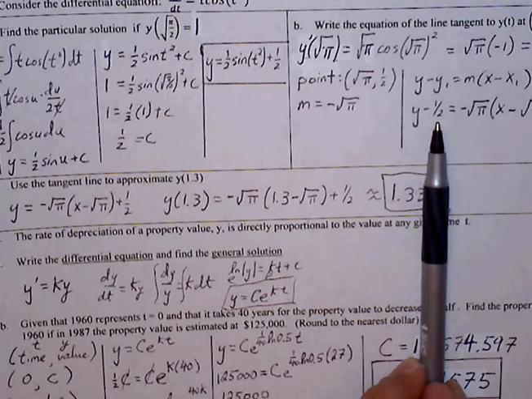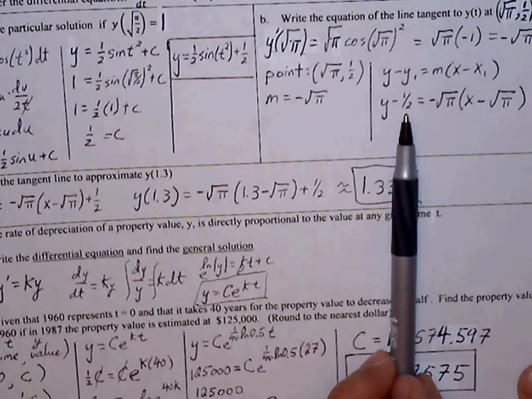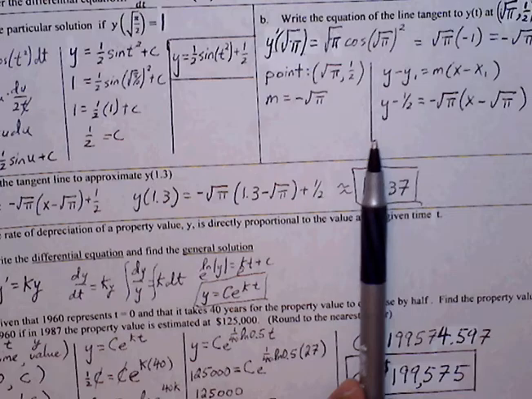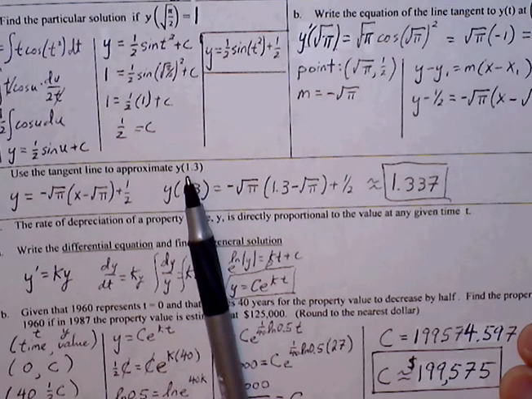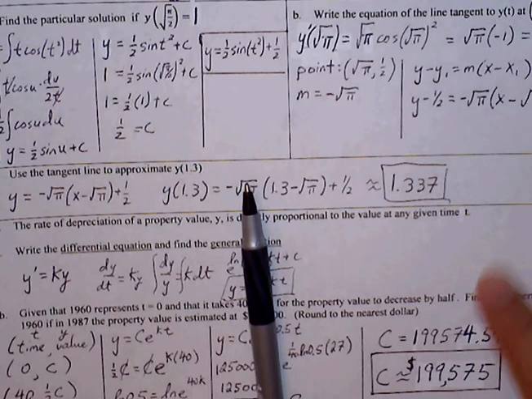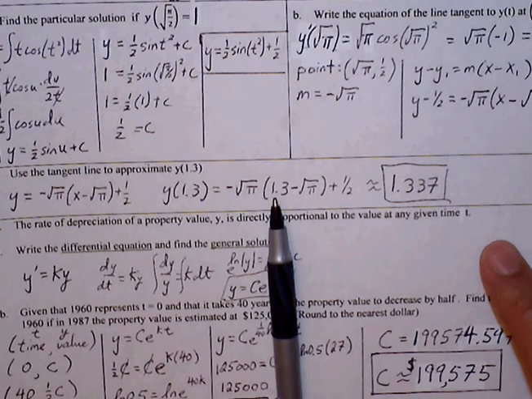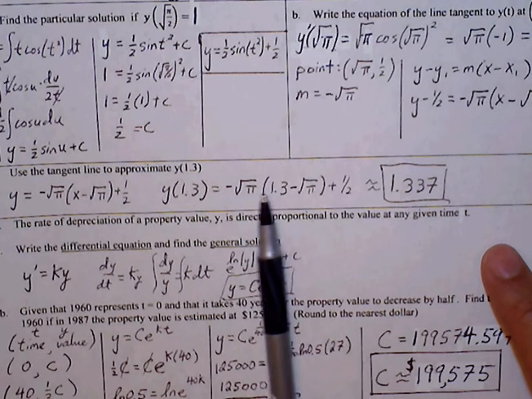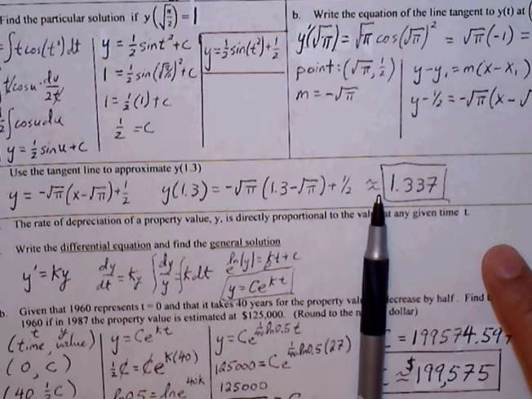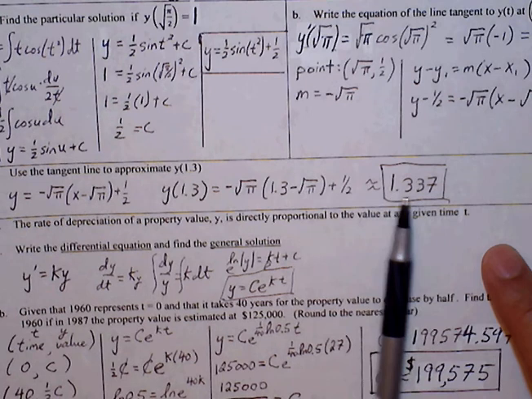Part C says use the tangent line to approximate the value at 1.3 for t. So we can simply plug in 1.3 for t, and for my equation I had it in terms of x, so I'm just going to plug 1.3 in for x, and all this can go in your calculator. Round to 3 decimal places, so 1.337.